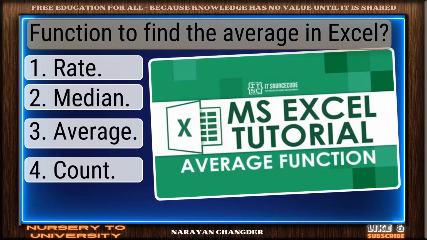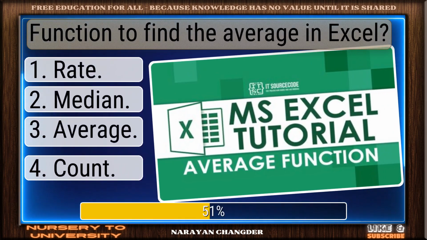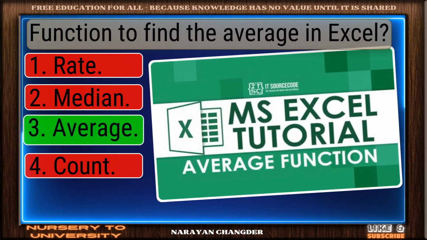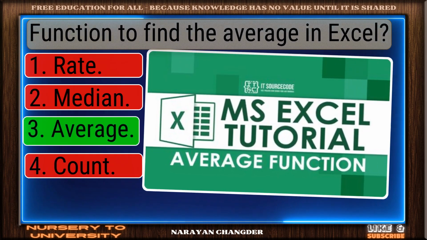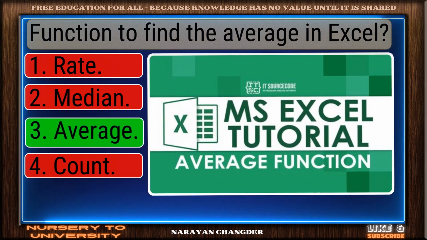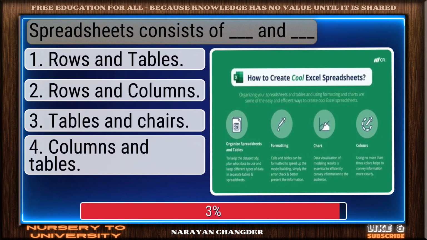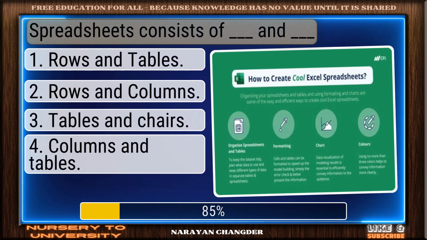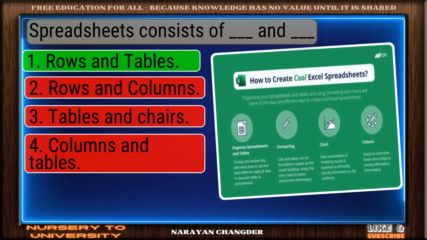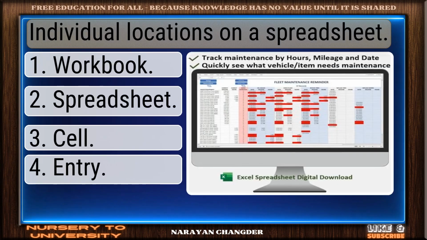Function to find the average in Excel. Smart pick. Average is the correct choice. Spreadsheets consists of dash and dash. Bravo. Rows and columns is the answer.